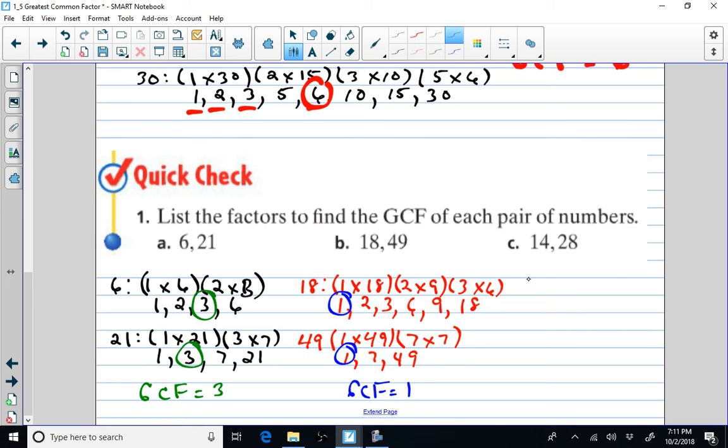Right? Then our last example, we have 14. Factor pairs for 14. I have 1 times 14 is 14, and we have 2 times 7 is 14. So I list in order from least to greatest. 1, 2, 7, and 14. My factor pairs for 28.